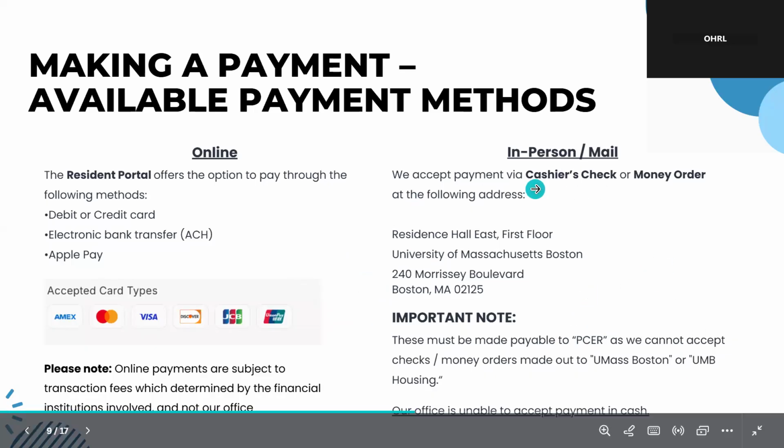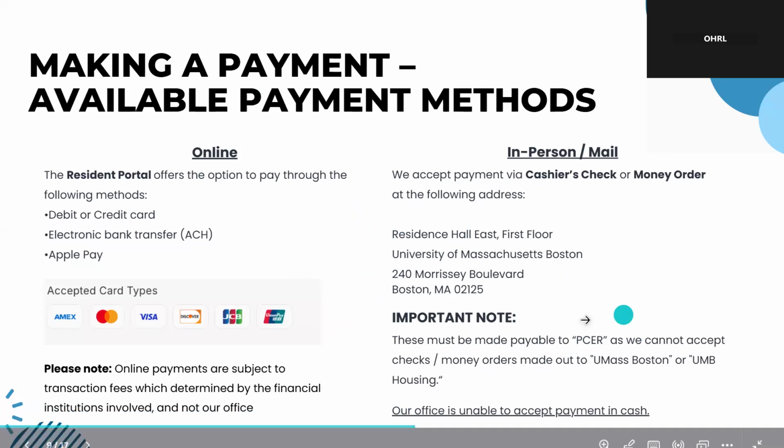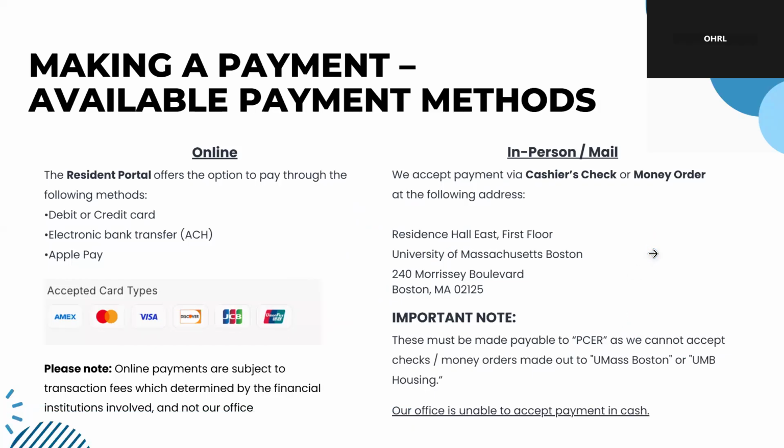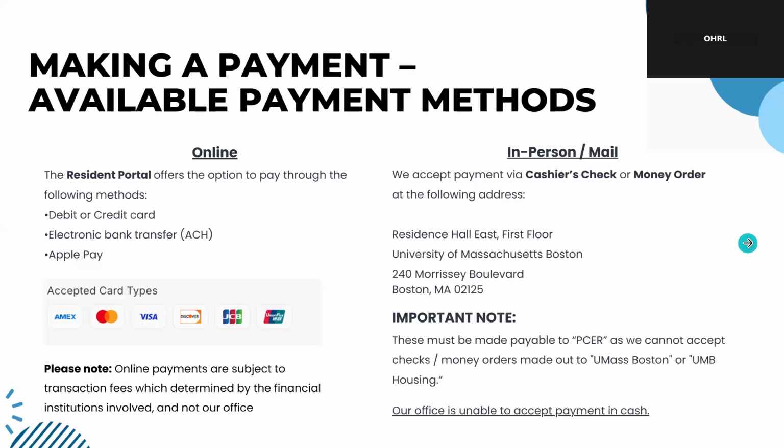All that important information, and indeed, most of the important information contained in this webinar, is detailed on our website. That is a big one to keep in mind, particularly if, say, you have some funds coming in from a scholarship or a 529 plan or some such. It has to be made payable to PCER, or we'll reach out to you saying, so sorry, we can't accept this. How would you like us to get it back to you?